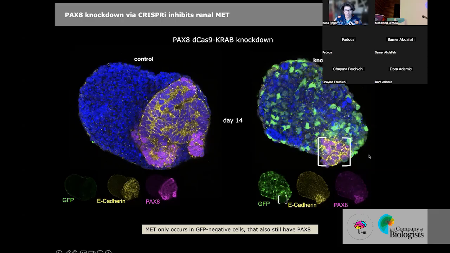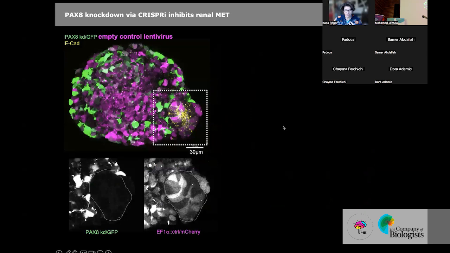To make sure that this is specific, we use different guide RNAs to make sure we target the right locus. But we also tested whether, if we re-express PAX8, we can rescue this defect. Here again, we knock down PAX8 and all the green cells are knockdown cells. As I just showed you, there's a small bit of tube that can form, but it's all formed from GFP negative cells, so they have escaped the knockdown.